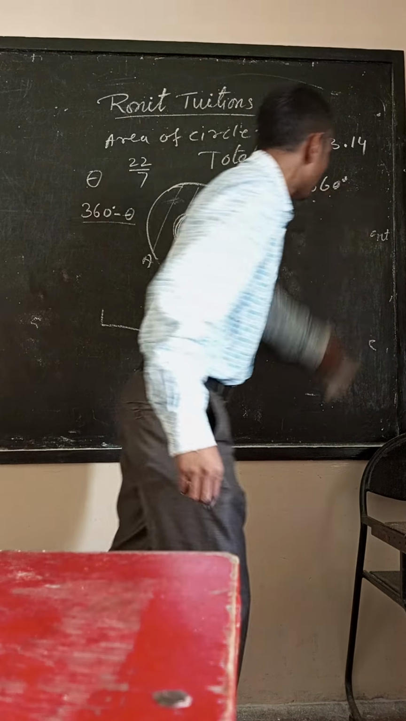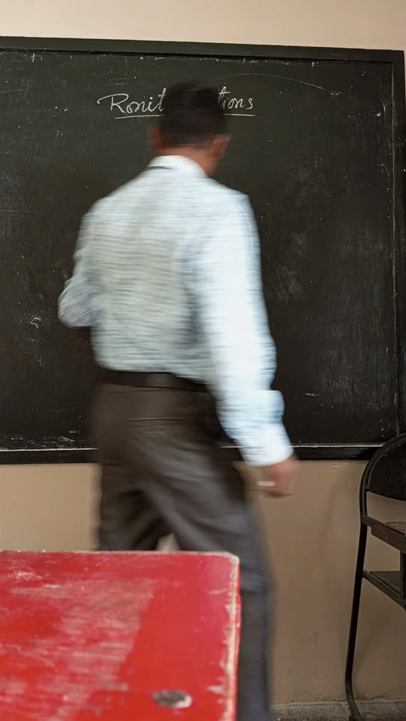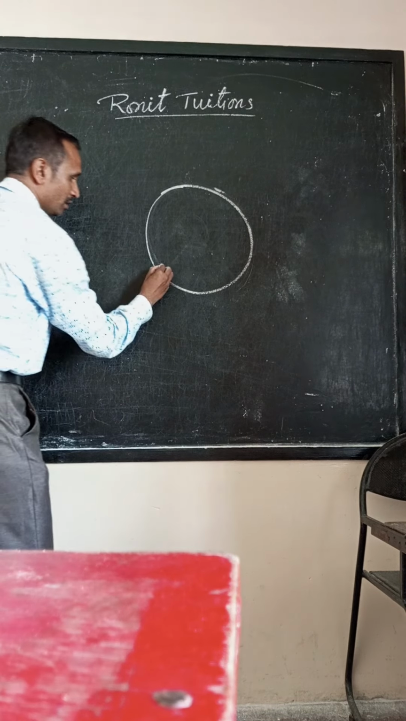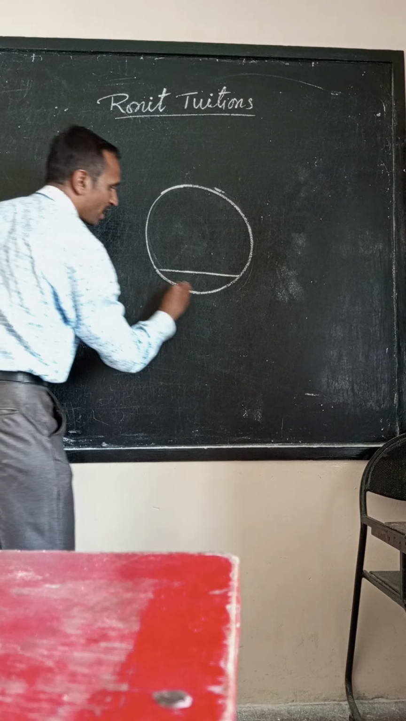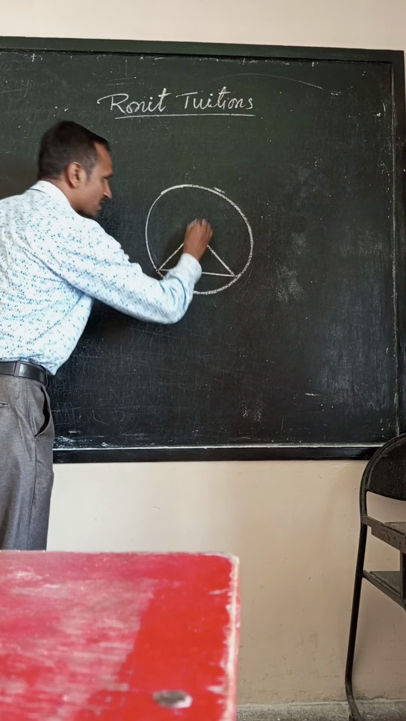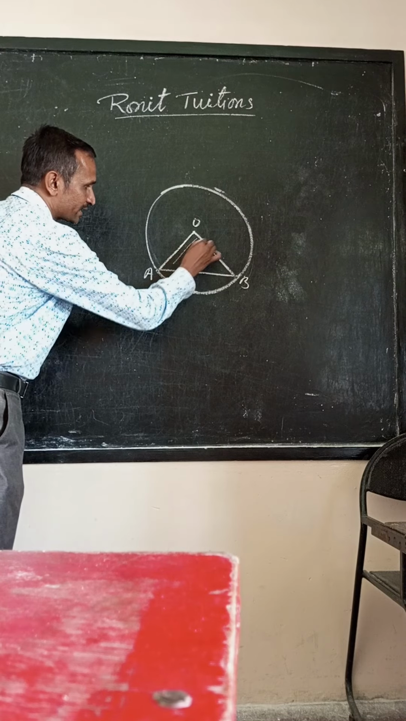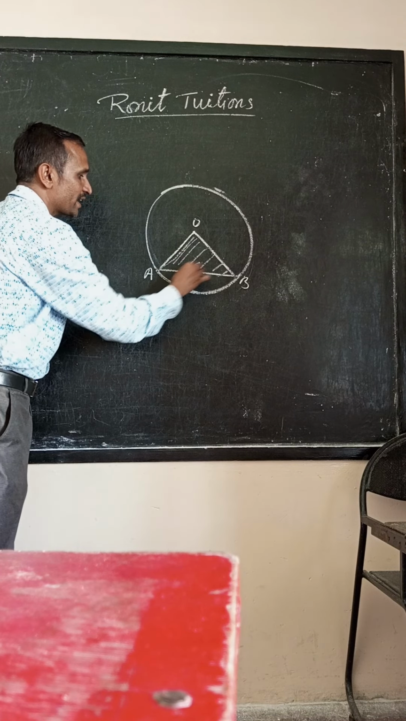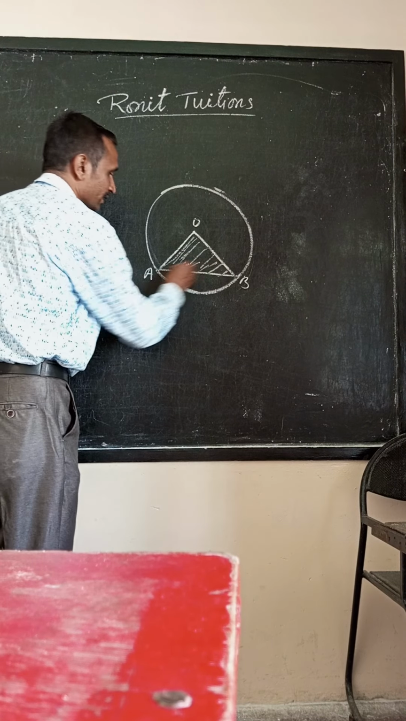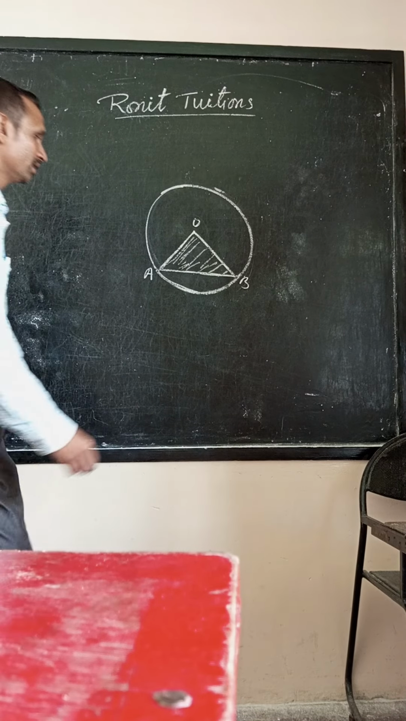Next, to find the length of the arc or the area of the segment. Join here and here. Suppose this is center O, this is A, this is B. Now this part is a triangle, an isosceles triangle. If the sides are equal to the radius, it becomes an equilateral triangle.